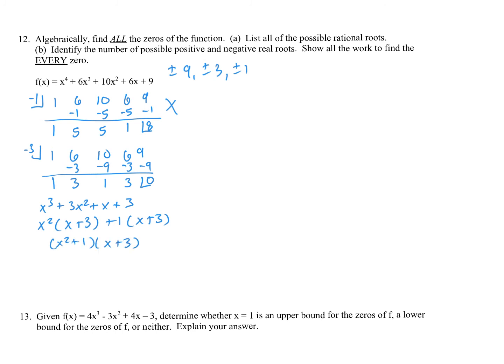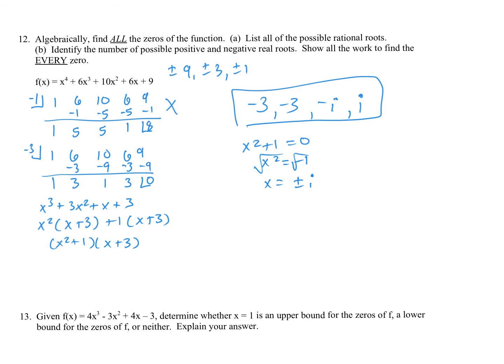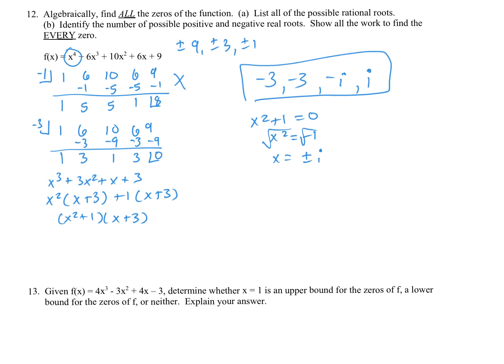So another 0 is, so one of them is negative 3 from my synthetic division. And now I got another negative 3 from my factoring. And then I have an x squared plus 1. If I set that equal to 0, then x squared equals negative 1. And if I square root that, this gives me a plus or minus i, because i is the square root of negative 1. So my answer will be some kind of form of i. So these 4 zeros, because I have an x to the fourth, are all of my zeros.